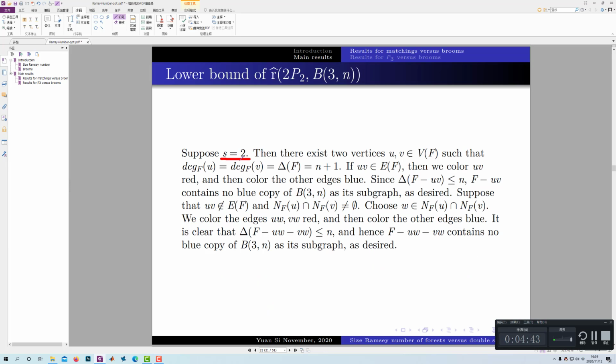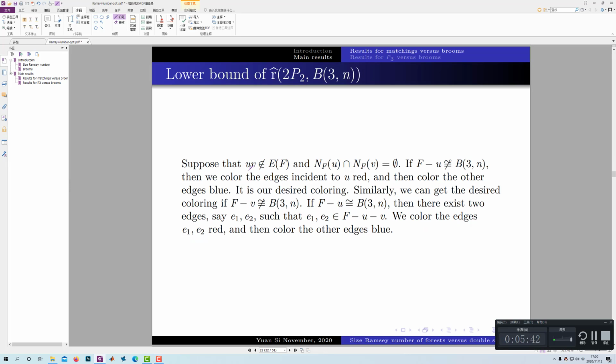For S equal to 2, we have two vertices whose degree is equal to delta(F), which is n plus 1. If uv is in E(F), we can color uv red. Then delta(F minus uv) is less than or equal to n, so there is no blue copy of B_3. In the case of uv not in E(F), and the intersection of the neighborhood of u and the neighborhood of v is not an empty set, we can choose a w from this, and we can color a red path.